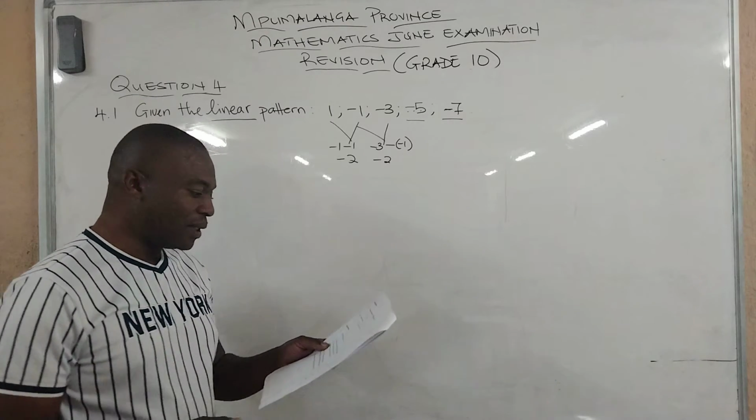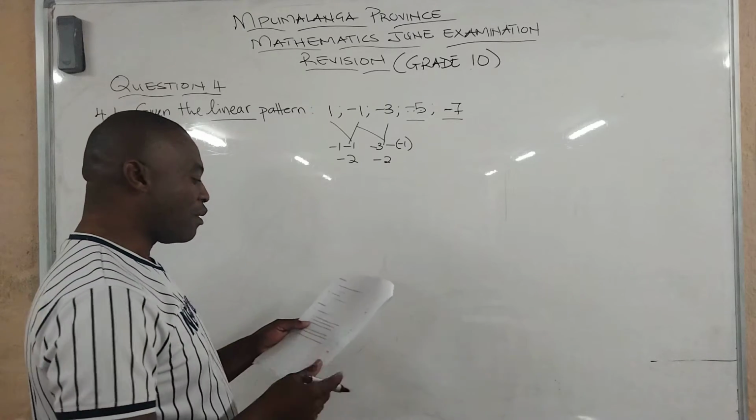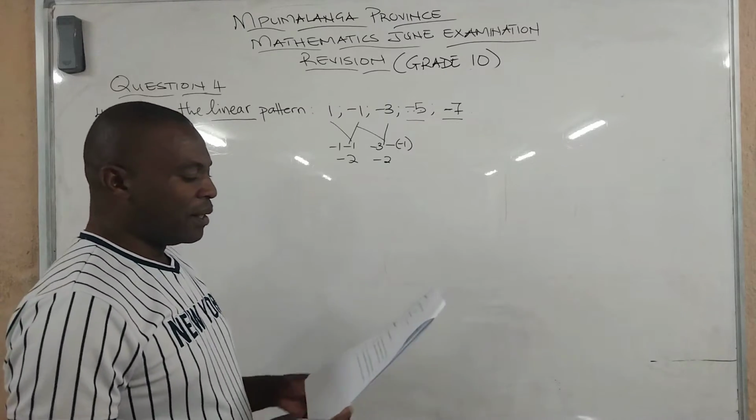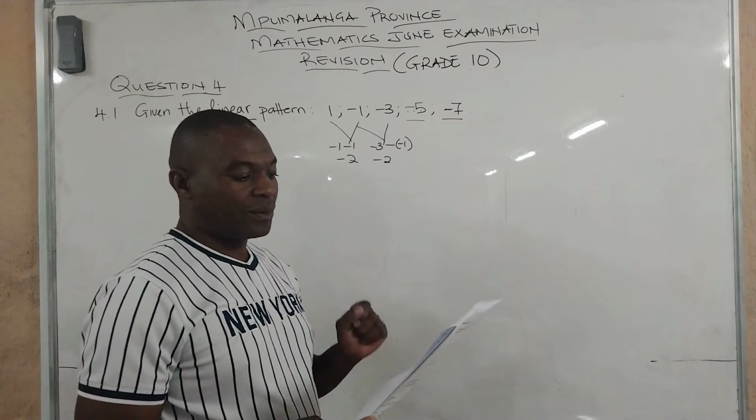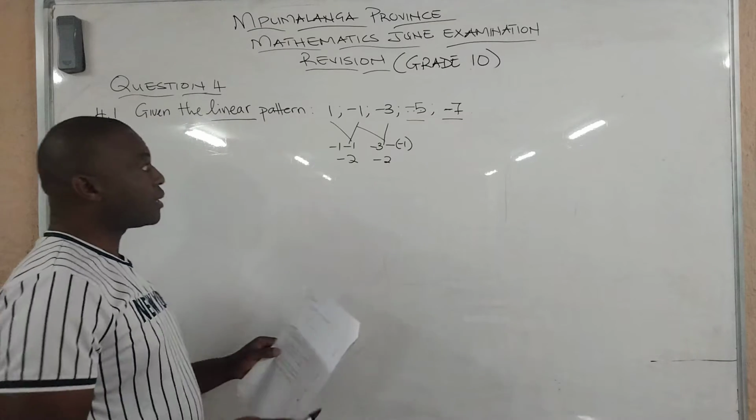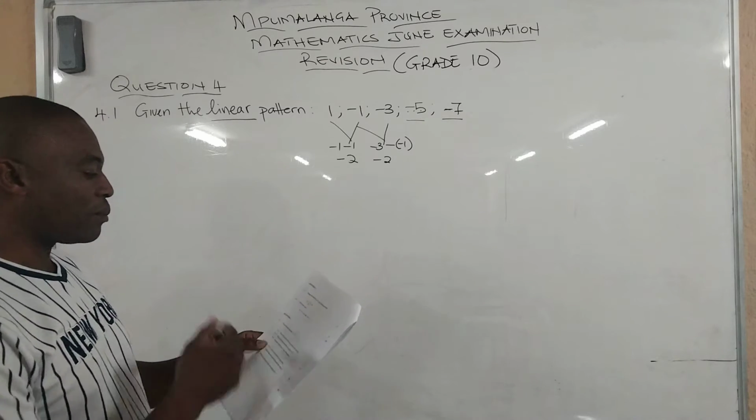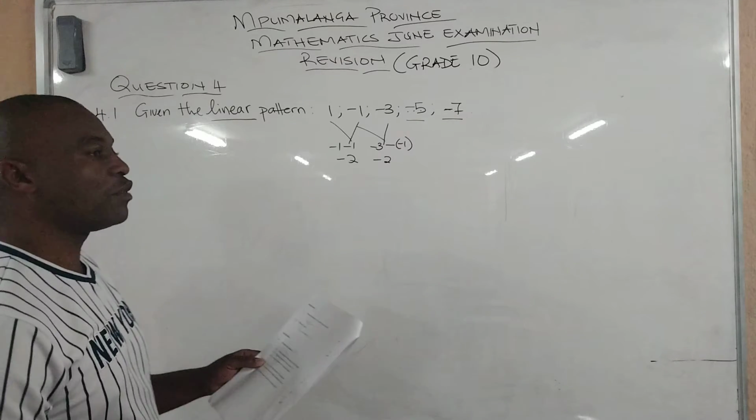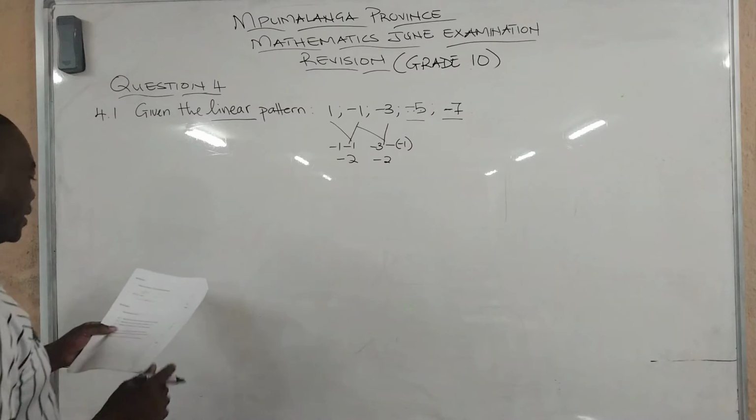4.1.2, write down which term of the pattern will have the value of -53. And 4.1.3, it says determine the formula for the nth term. The order of the questions was supposed to be 4.1.3 first, and then 4.1.2. So we are going to start with 4.1.3.